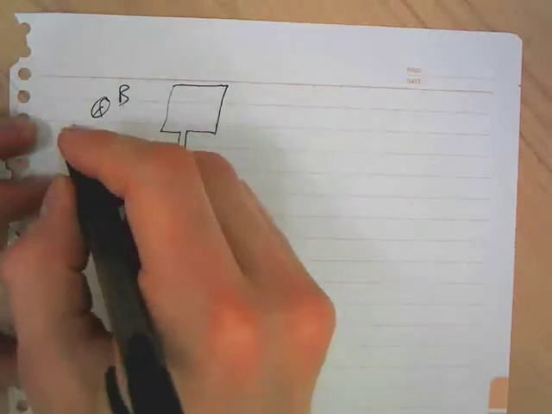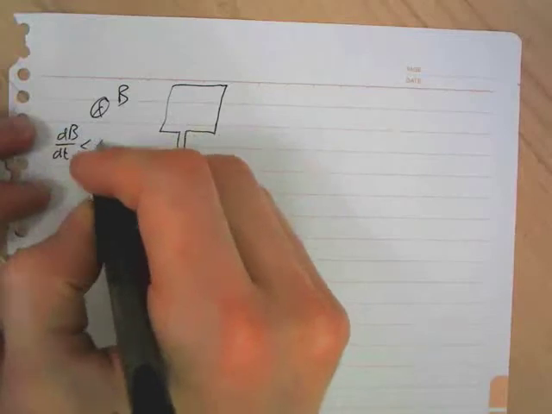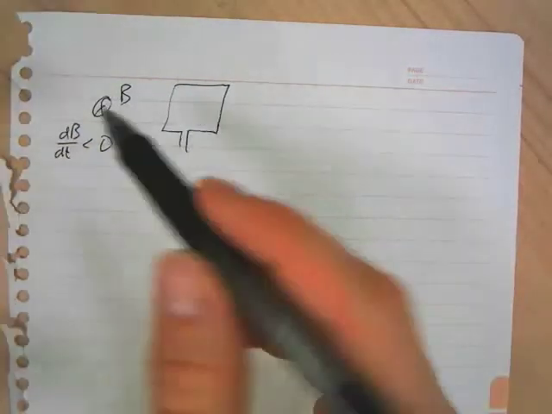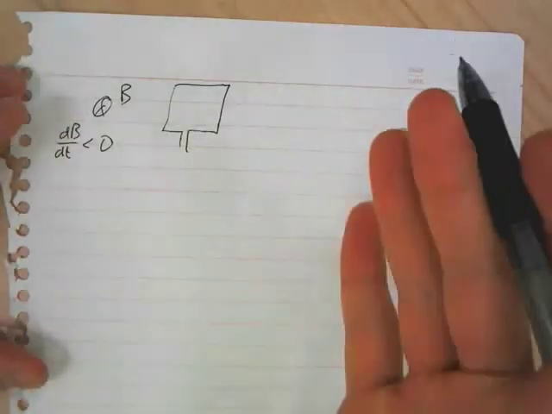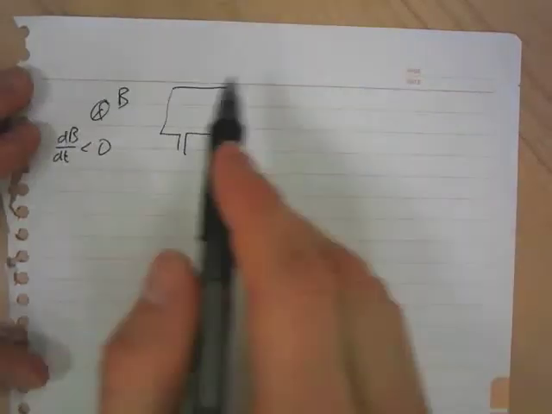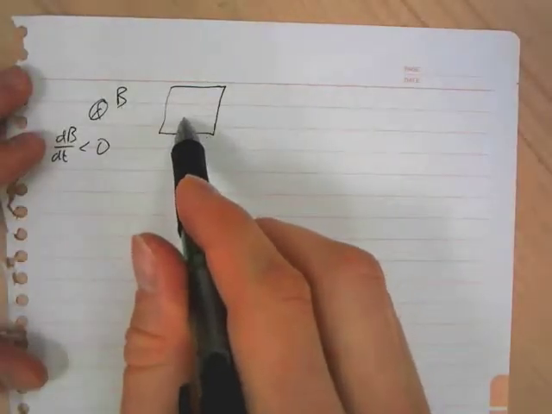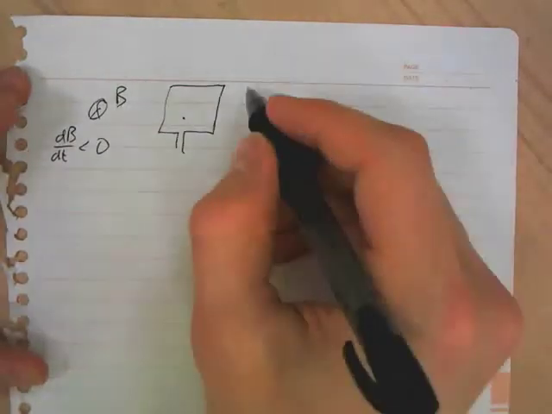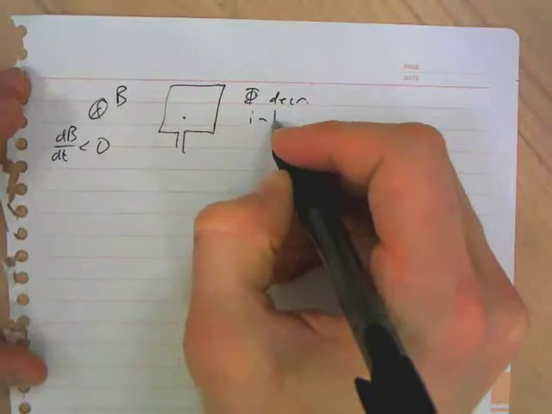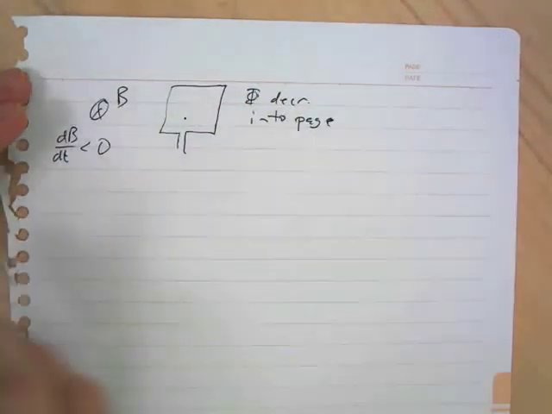So this B field is decreasing. It has some strength into the page, but then that strength is decreasing. Okay, so we have flux going into the page, but as the B field decreases, that flux decreases, and the direction it decreases is going into the page.